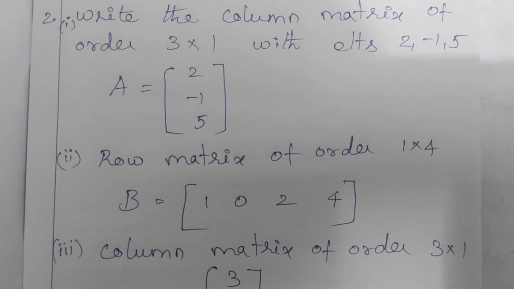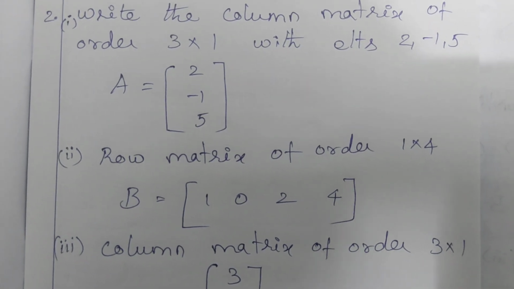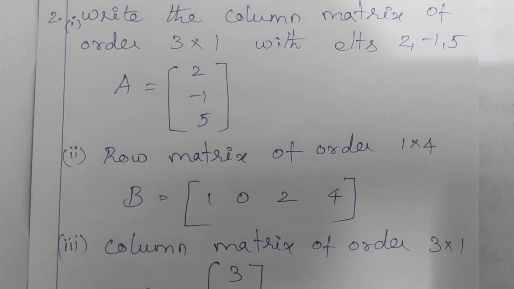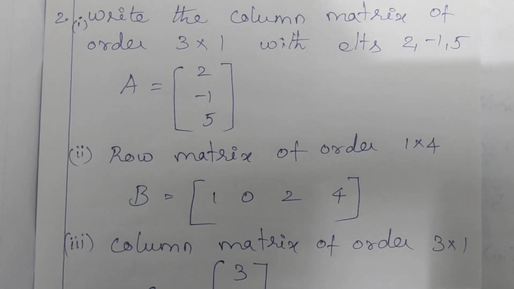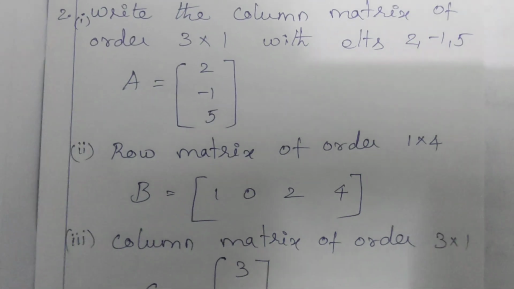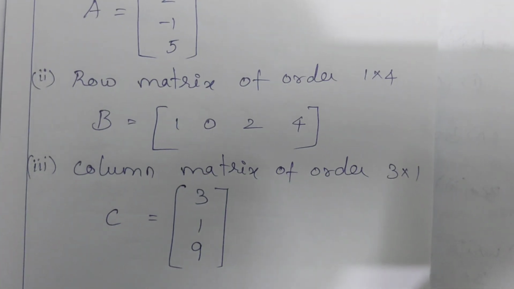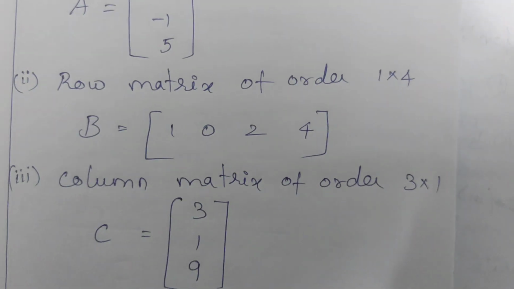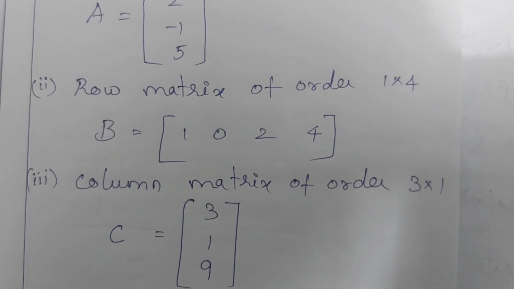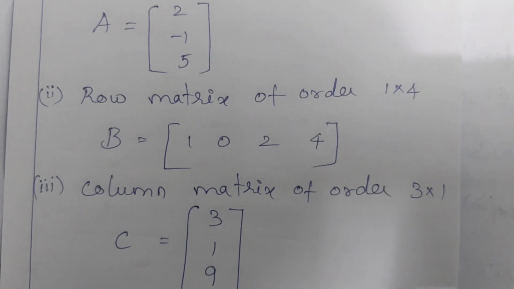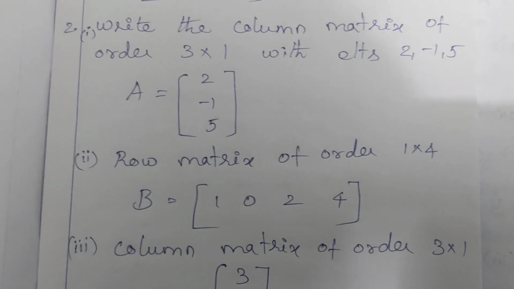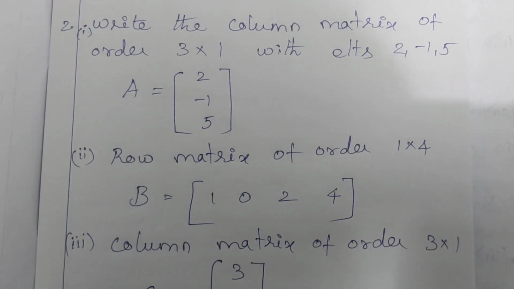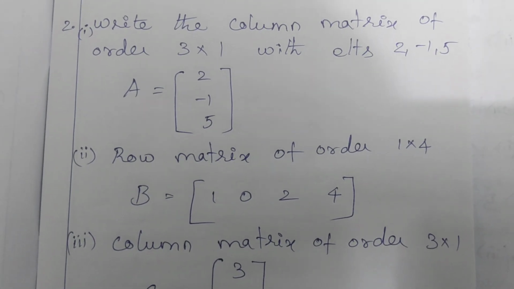Then write a row matrix of order 1 by 4. Here the elements are not given. So we can choose any real numbers. Another one, column matrix of order 3 by 1, 3 rows 1 column. If they mention the elements, use those elements. If they didn't mention any numbers, you can take any numbers of your own.